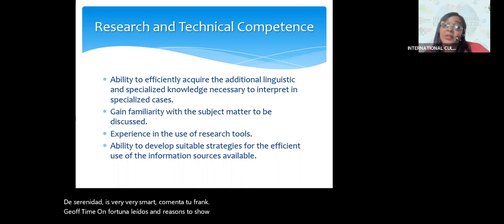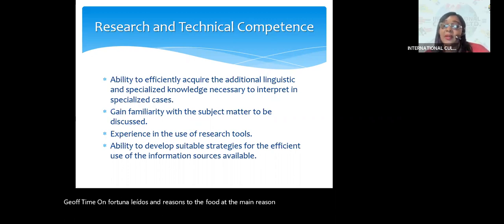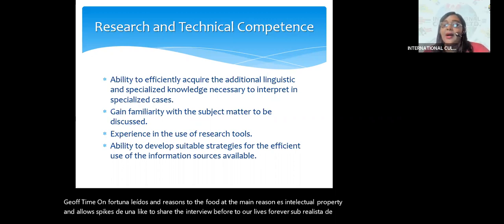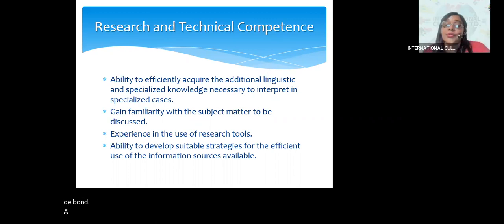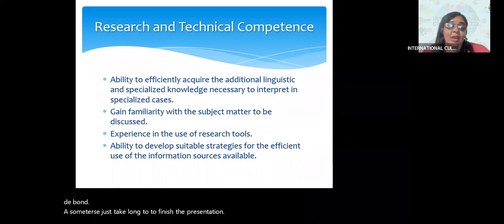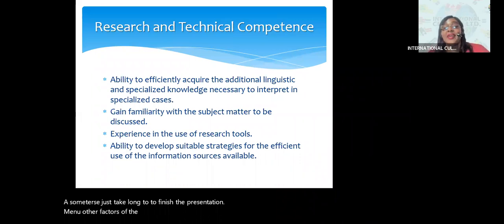The main reason is intellectual property, and a lot of speakers do not like to share their intellectual property too early, before it's supposed to be released to the public. Some others just take long to finish their presentation. And there are many other factors, but the fact remains that you will find this, I would like to say, too often for our liking as interpreters.